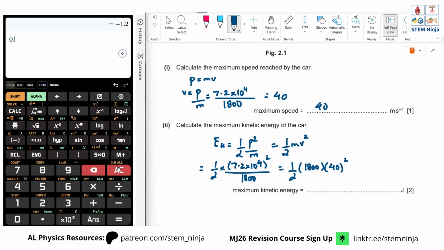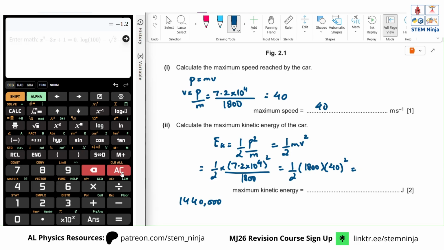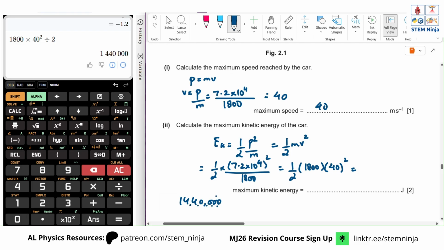So 0.5 times the square of 7.2 times 10 raised to power 8 divided by 1800 gives 144. Now this one: 1800 times 40 squared divided by 2. Notice we're getting the same thing. So you can write it in two significant figures, which is 1.4 times 10 raised to power 6.